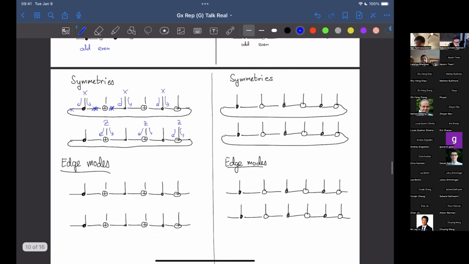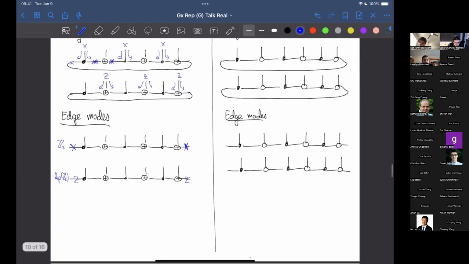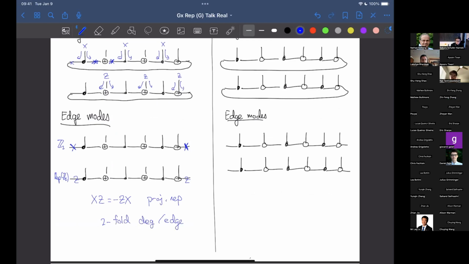Now, if you open the chain, what will happen is when you push this through, you're going to get some edge mode left with X at the virtual level, and Z at the virtual level for this is Z2, and this is rep Z2. And that's the reason why this cluster state is the non-trivial SPT, because we know that X and Z anti-commute, and so you get a projective representation. And from this, you can argue that each edge will have a twofold degeneracy. Okay, so now let's see how this generalizes.